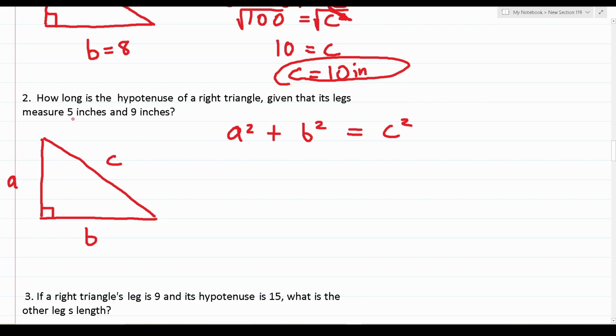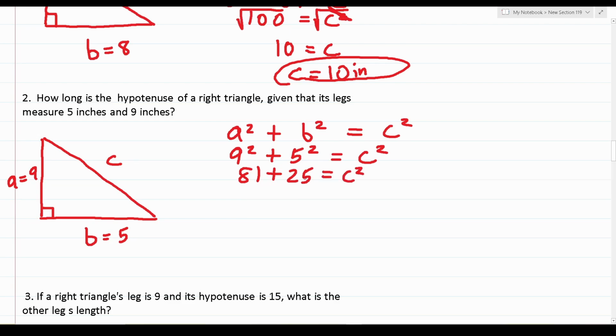Well, we know what the legs of the triangle are. We're told that they are 5 inches and 9 inches. So we can say this is 9 and this is 5. And it doesn't matter how you label these. I could have said this is 5 and this is 9. That's irrelevant at this point. All right, so let's plug those values in accordingly. This becomes 9 squared plus 5 squared equals c squared. 9 squared is 81. 5 squared is 25 equals c squared.